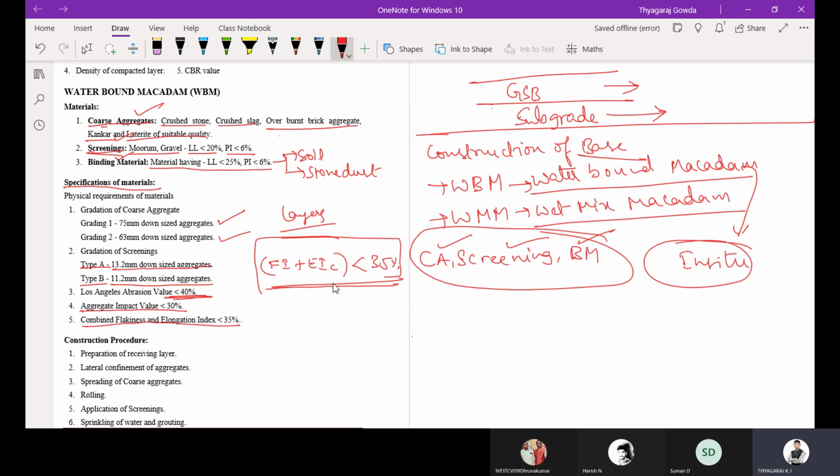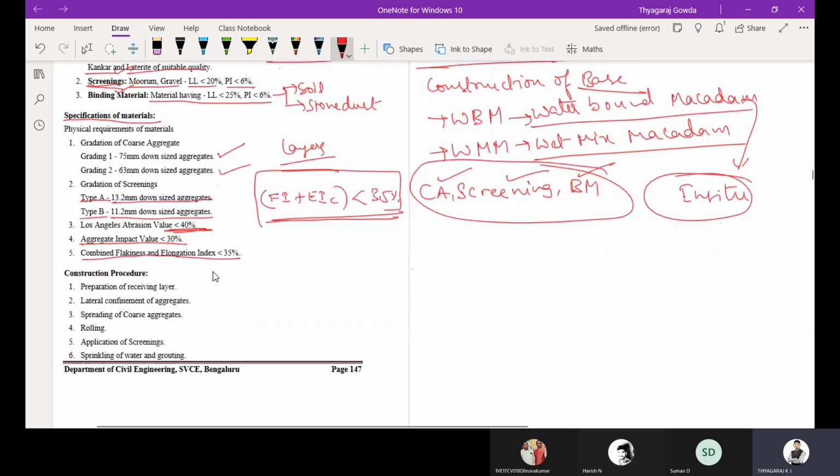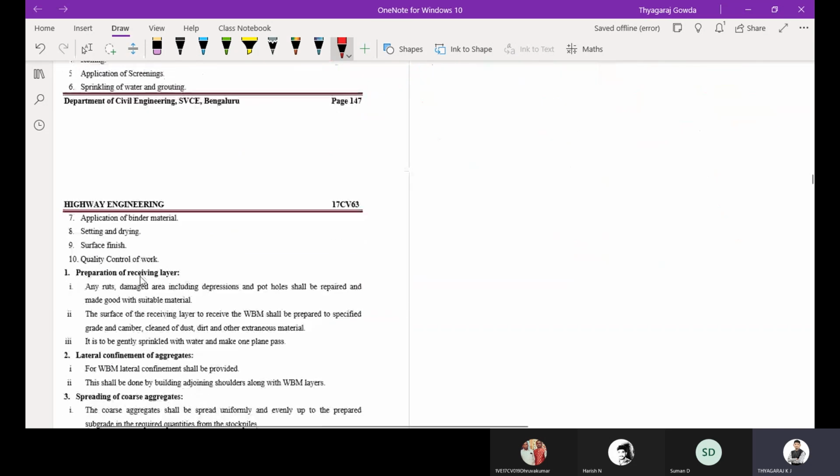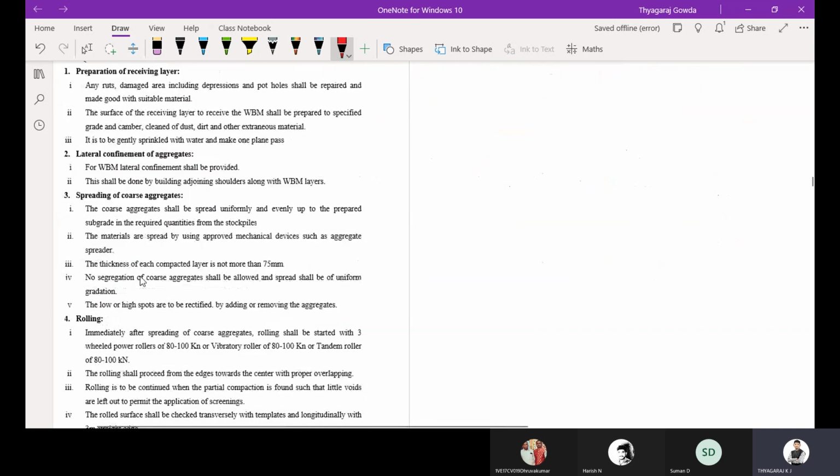So these are the specifications of material. Usually they will ask what are all the materials you are going to use, then specifications and construction procedure. Construction procedure they are going to ask. Then what is the construction procedure? We will see one by one.